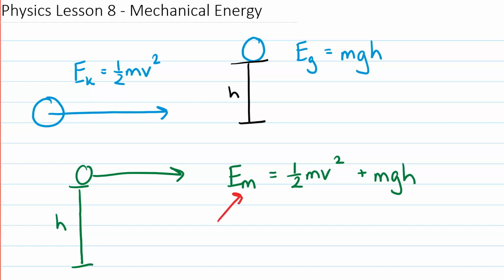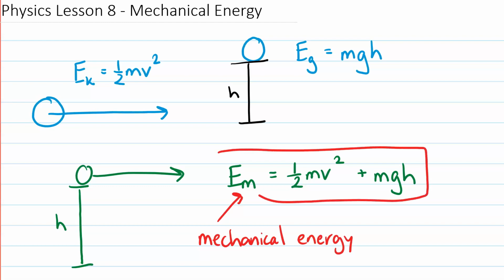And EM, we would say, is the mechanical energy. Not mechanics like in your car, but mechanics, that word in physics means the study of motion. So it's the energy of the motion, which includes the energy because it's going at a certain velocity and energy because it's a certain distance above a surface. And so there it is. Mechanical energy is the object's kinetic plus potential energy.